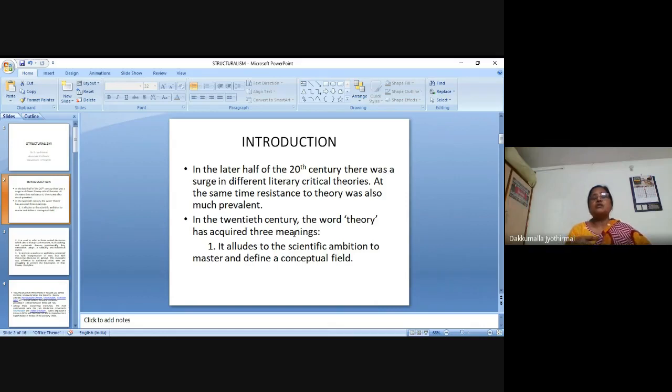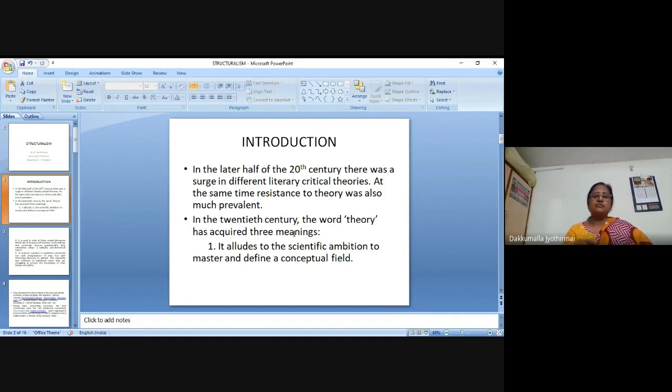The whole 20th century is very vibrant with different critical theories propounded by many different critical theoreticians. If you see the scenario in the 20th century, the word theory has acquired especially three meanings. The first one alludes to the scientific ambition to master and define a conceptual field. This is what I have just told you.